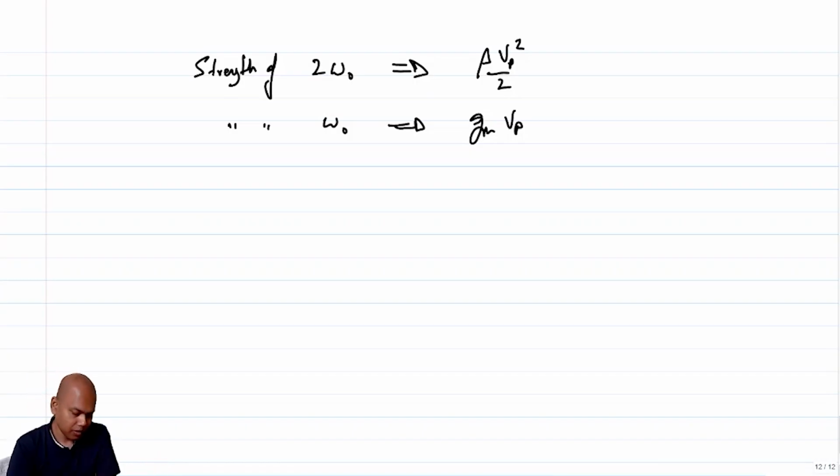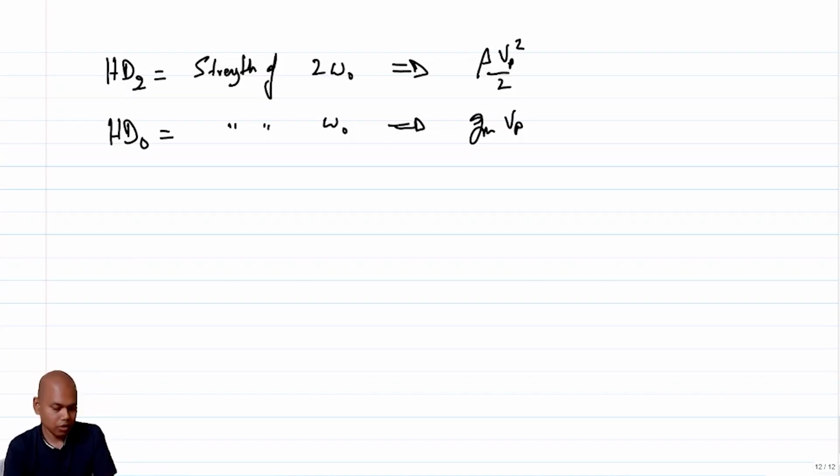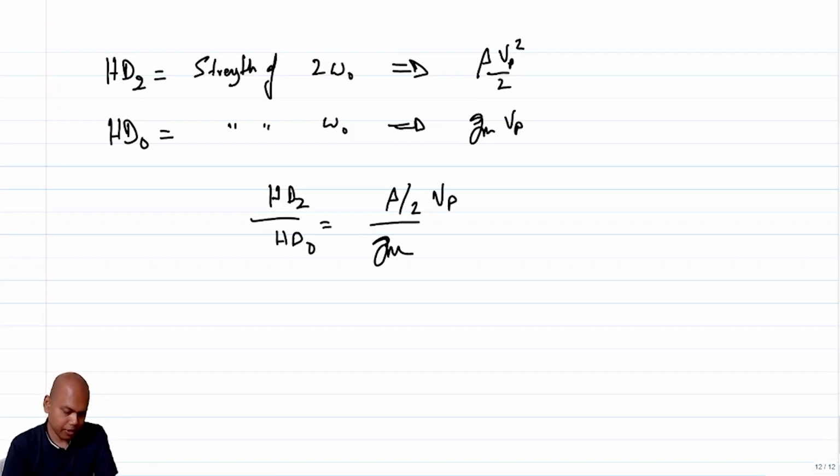So what can we do? Let me call the strength of 2 omega naught the harmonic distortion component 2, HD2, and the fundamental component harmonic distortion component 0, HD0. So what is HD2 over HD0? This is beta over 2 divided by Gm, times Vp. And beta is whatever is not in our control, that is mu Cox by 2 and so on, so we'll just keep it as beta. So this becomes beta Vp over 2 Gm.